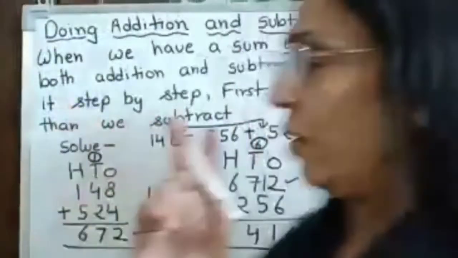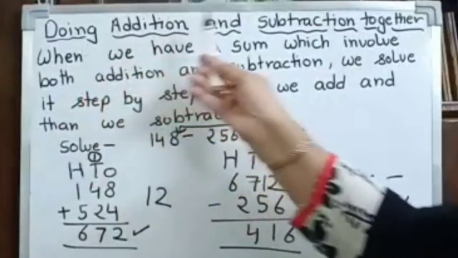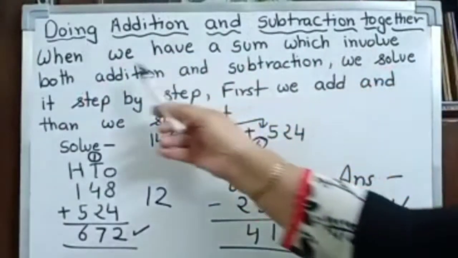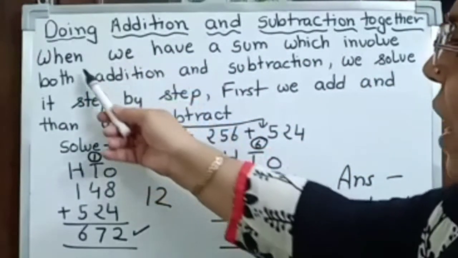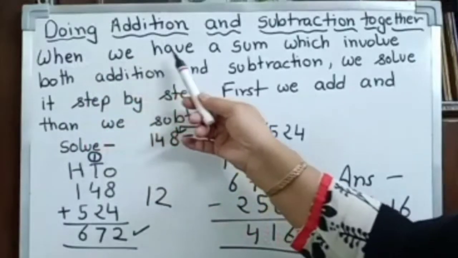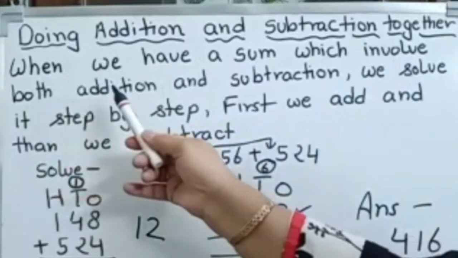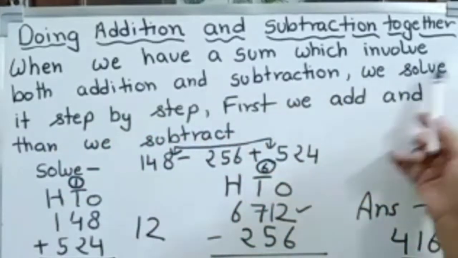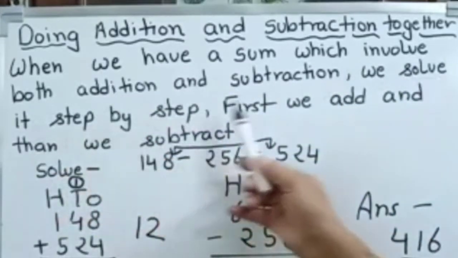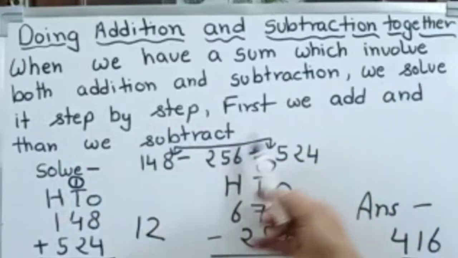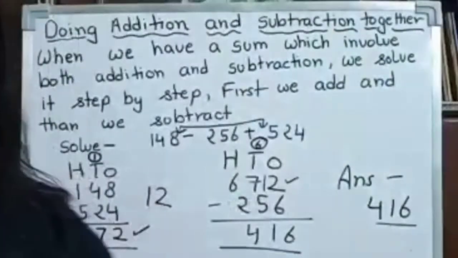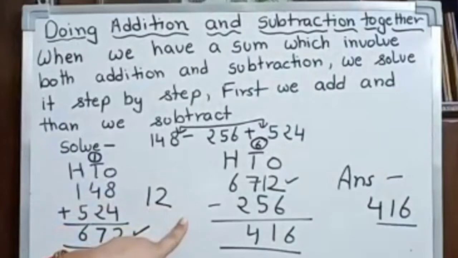Now remember one thing very important. Doing addition and subtraction together, learn this. Read it by heart. Again I am reading. When we have a sum which involves both addition and subtraction, we solve it step by step. First we add and then we subtract. So this is the method. Now we will do this sum in large numbers.